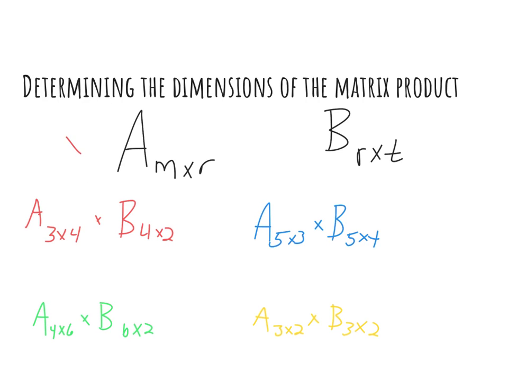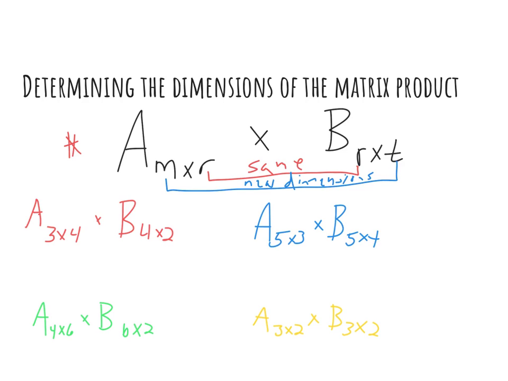If you take a look at the top here, we've got two matrices, A and B, and we want to multiply them together. The first thing we have to do is look at these two numbers, the columns of the first and the rows of the second. They have to be the same. And if they are, the new dimensions are going to be the other two numbers in each one. So if R is the same in both, then our new matrix turns into an M by T matrix.